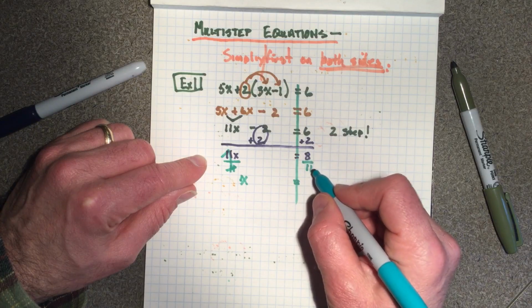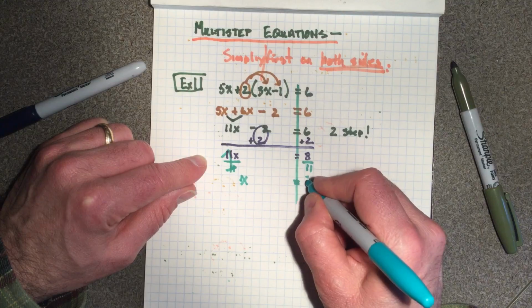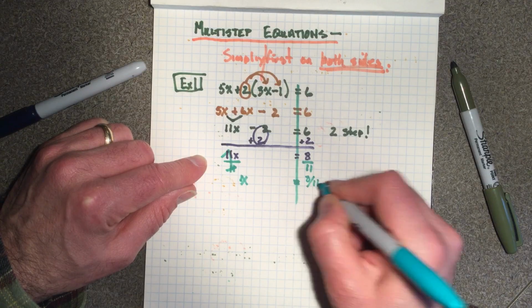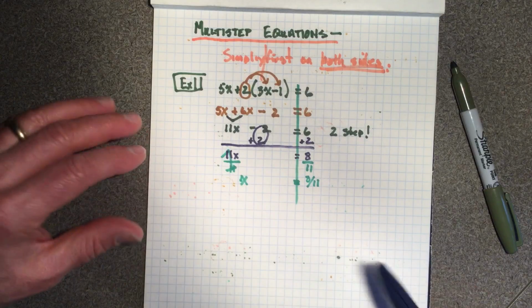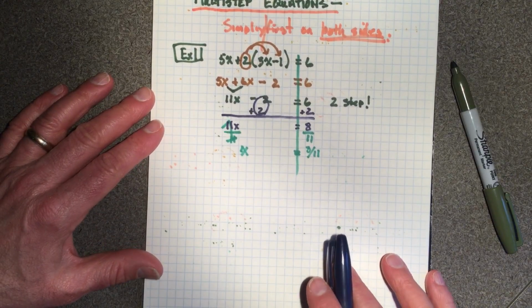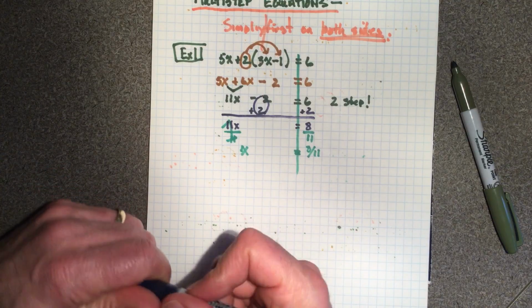And 11 doesn't go into 8 very easily. It's a decimal, so I always told my kids, just leave it as 8 elevenths. It's just an exact answer then. You don't have to round it off and deal with the calculator. It's done. Just make sure it's simplified. Just make sure it's reduced, which that one is.